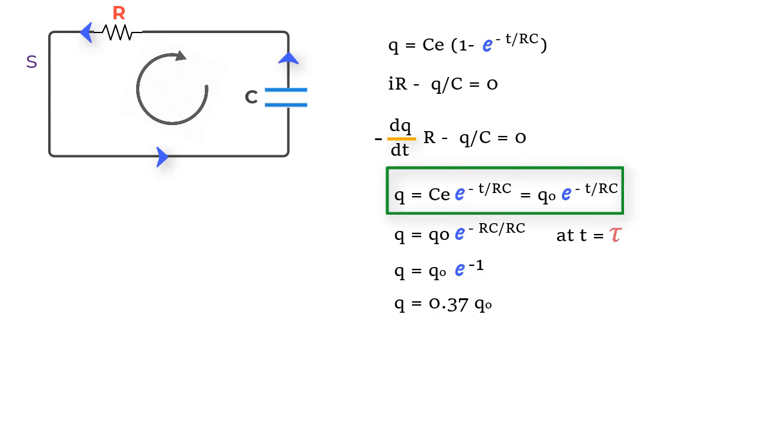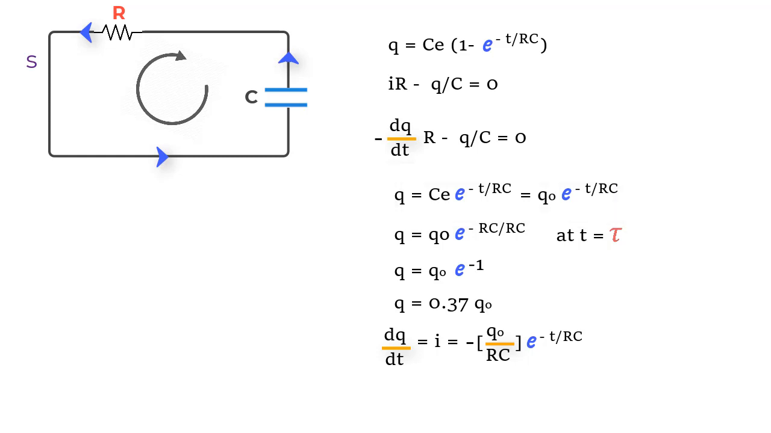Also, if we differentiate this equation, what we get is dq upon dt, that is current I, that equals this expression. And this equation also tells us that current reduces exponentially with time, and if we do a quick check and put time t equal to 0, the current is maximum and equal to Q naught upon RC. Well, the minus sign that you see here is a mere indication that the charge on the capacitor is decreasing.